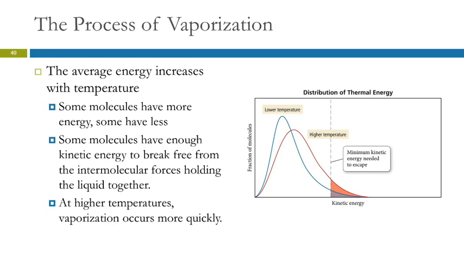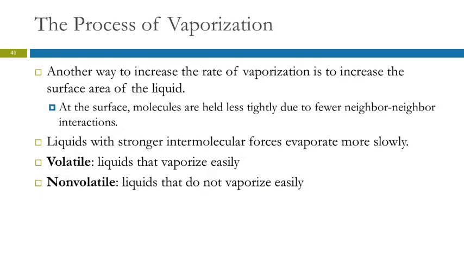If you have weaker intermolecular forces, that's equivalent to moving this line over here. So we move the line over here, and now a lot of the molecules, maybe even most of them, have enough energy to escape. The vaporization is going to occur very quickly. So we have 2 words that qualitatively describe this: volatile and non-volatile. Volatile means liquids that vaporize easily, non-volatile liquids that do not vaporize easily.